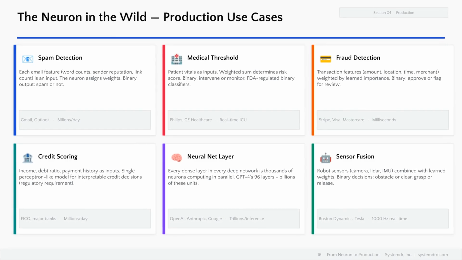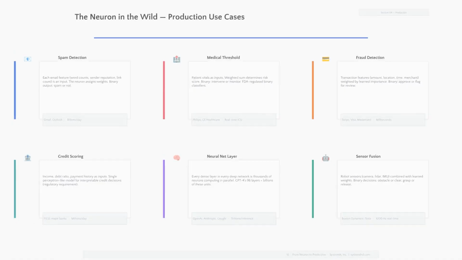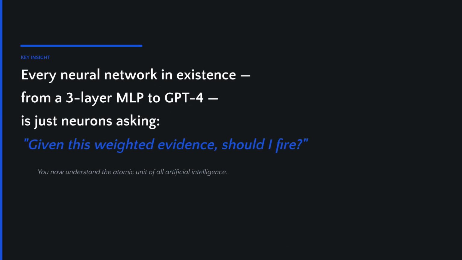Every production system, from spam detection and medical diagnosis to fraud detection and sensor fusion, has the neuron at its core. Whether a single unit or billions, the underlying weighted sum computation is the same. The difference lies in what the inputs represent and what the weights encode about the real world. This brings us to the key insight. Every neural network in existence, from the simplest 3-layer network to GPT-4, is just a massive collection of neurons repeatedly asking, given this weighted evidence, should I fire?